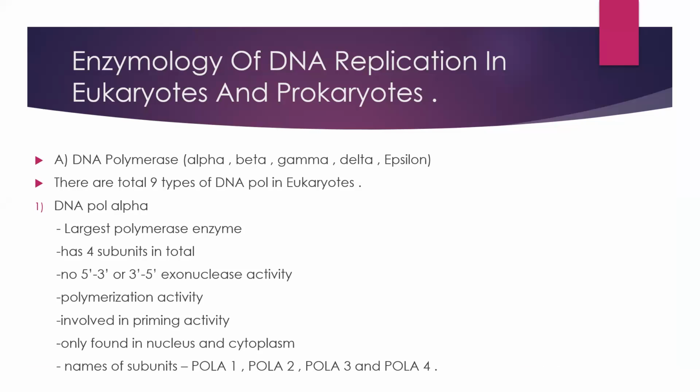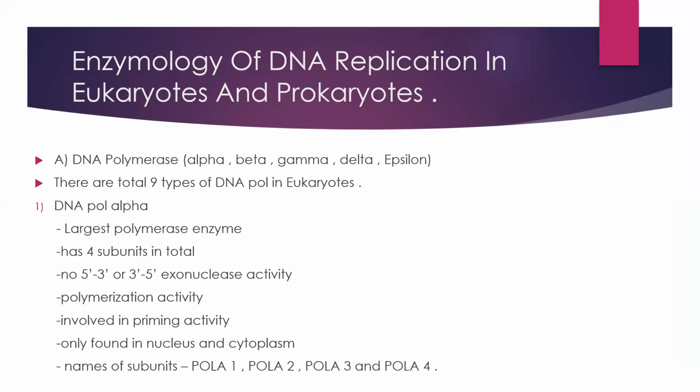So there are totally 9 types of different DNA polymerase. In that, we're going to talk about 5 types: alpha, beta, gamma, delta, and epsilon. The first one is DNA polymerase alpha. It is the largest polymerase enzyme.